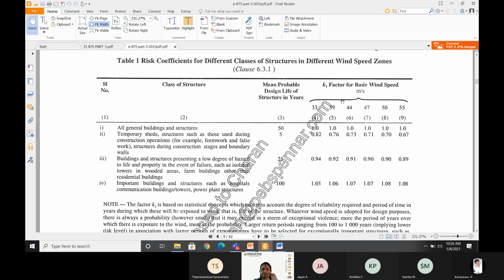Now, based on the basic wind speed, you can see 33, 39, 44, 47, 50, and 55. These are the 6 basic wind speed locations. So for each wind speed, suppose I take a general building with a 50 years return period, if my building is located in an area where the basic wind speed is 50 meters per second, then the value of K1 is 1. So similarly, from this table, depending upon the type of structure, the design life, and the basic wind speed, the K1 factor can be calculated.